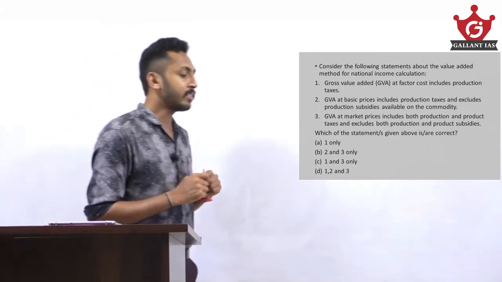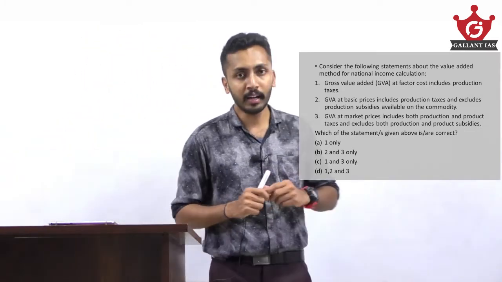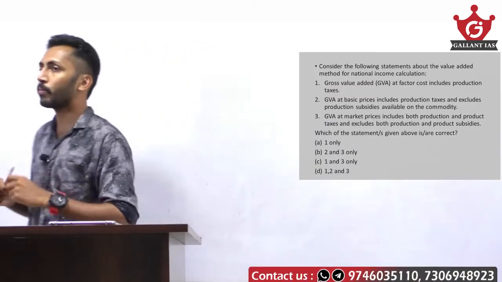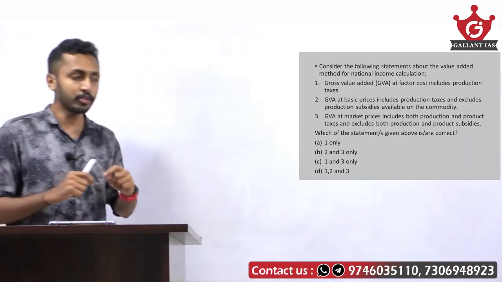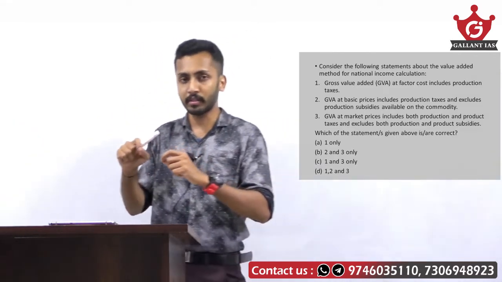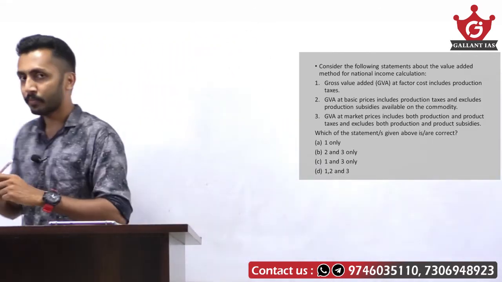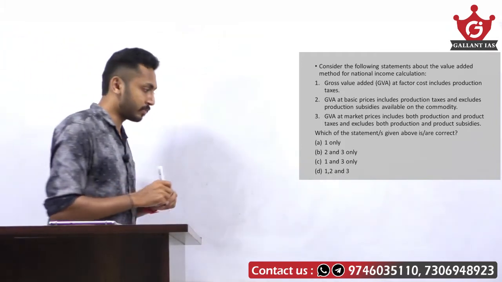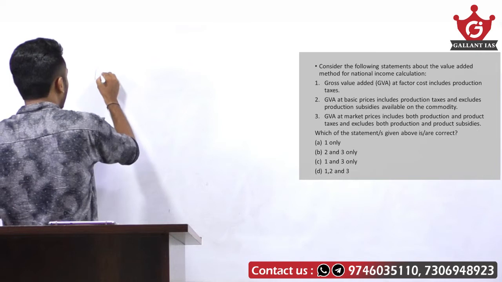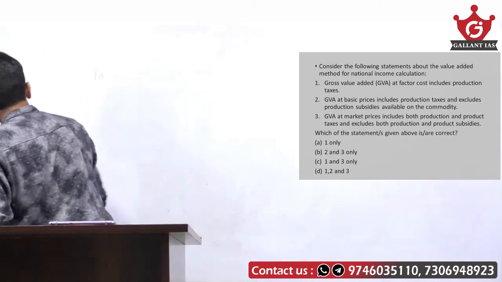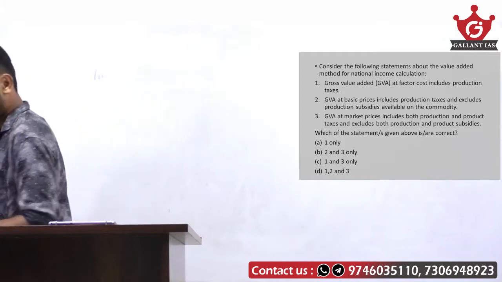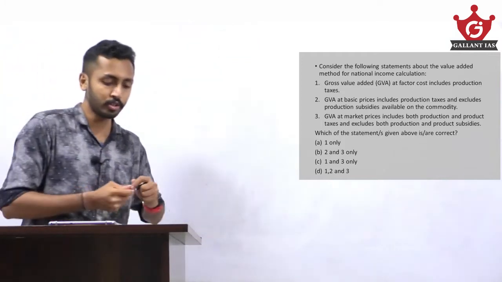So, national income we can calculate at factor cost level, basic price level and market price level. What are the differences between factor cost, basic price and market price? Okay, that's what we are going to discuss here. Factor cost, cost of all factors of production. That is what factor cost is.